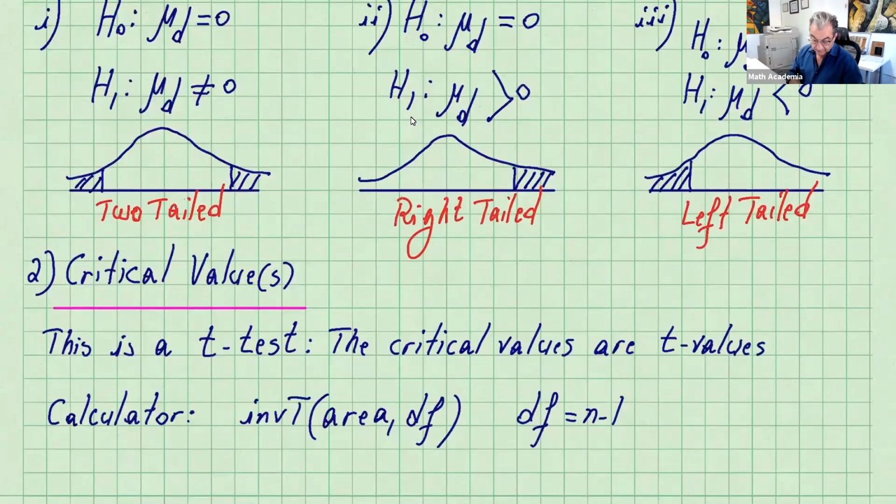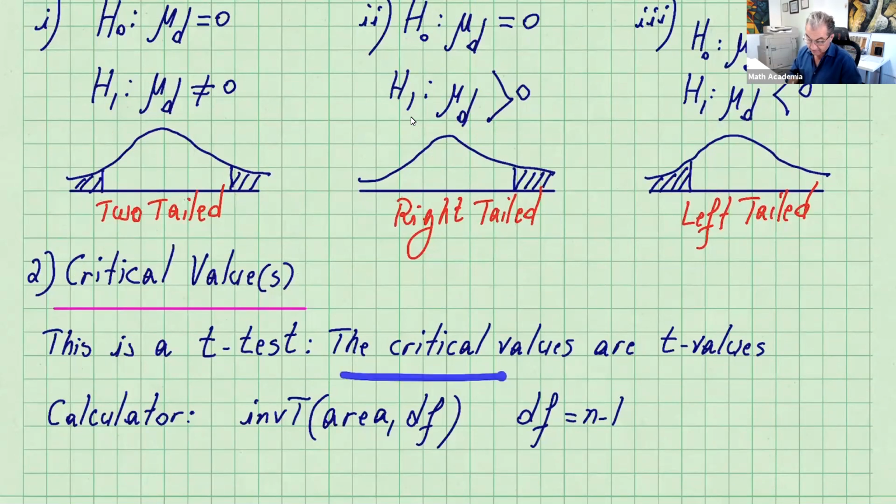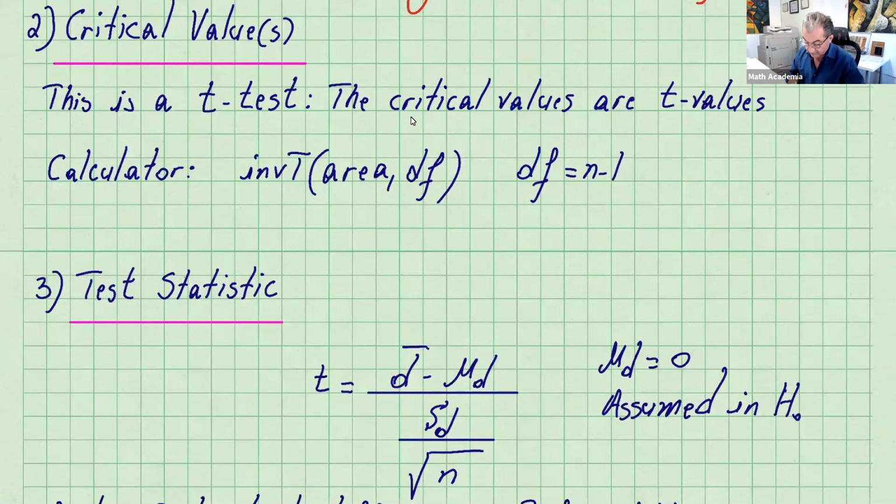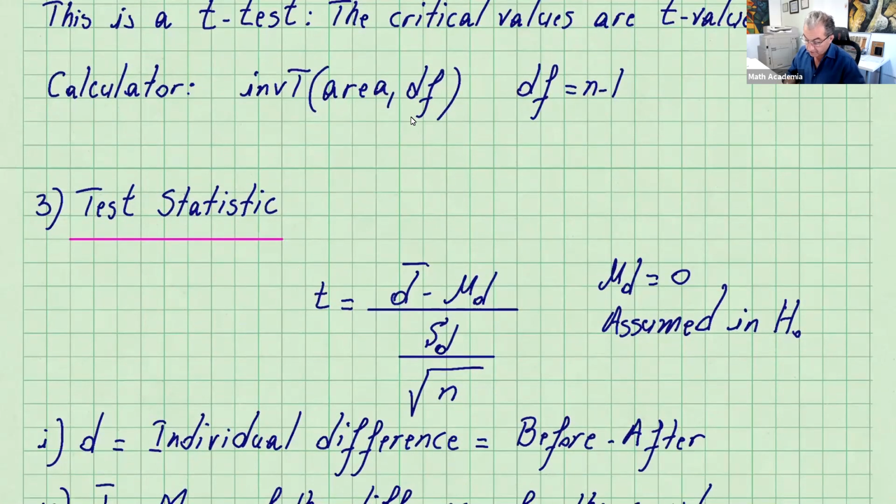Then we have to calculate the critical values. This is a t-test, and the critical values are just t-values. You can use the table, but the best way is to use your calculator, as we learned, inverse T. You put the area and degrees of freedom, and the degrees of freedom are n minus 1. Test statistics. We know test statistics is a formula. So for matched pairs it is d bar minus mu sub d over s sub d divided by square root of n. Mu sub d is always 0 because it's assumed in H0.